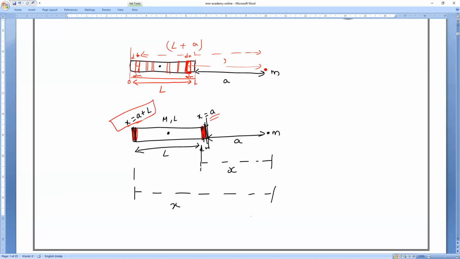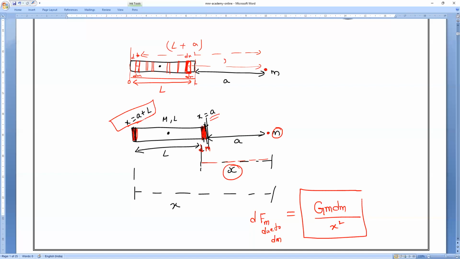Please respond. So if I take a small part, the force of attraction on m due to this dm mass, dF, is equal to capital G into small m into dm divided by the distance between them, which is x squared. In this step, if anybody has a doubt, you can ask me. Yes, Pradosh? Tell me, Pradosh. Rudreswa?